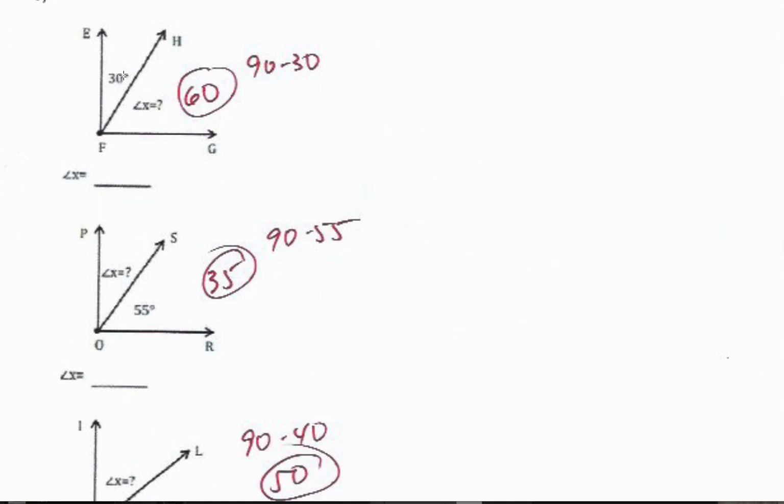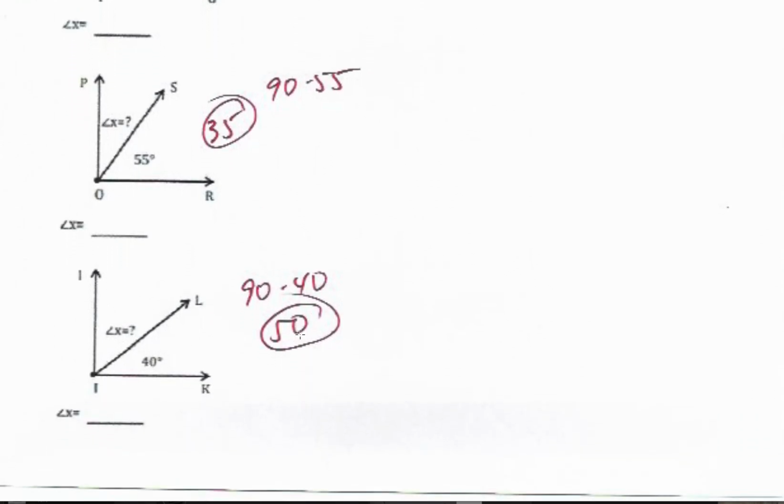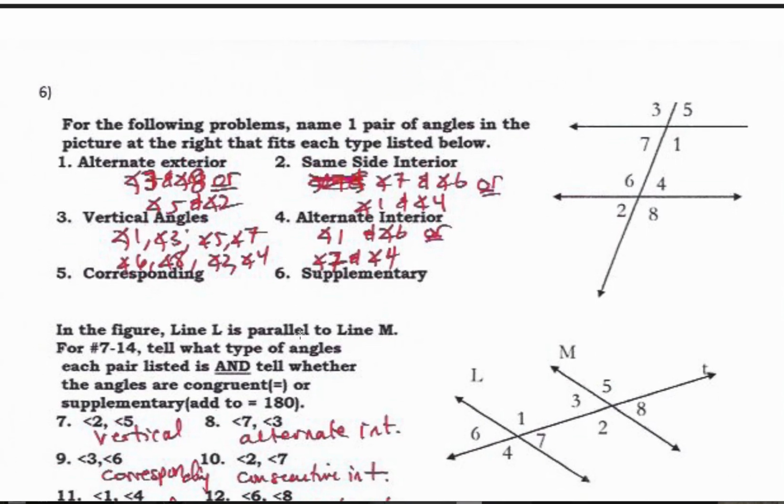If one angle's 30, like if one piece of molding was 30 degrees, how would you have to cut the other one? It would have to be 60 degrees because you're going to get a nice right angle corner in the molding. That's why you have a thing called the miter box. Okay, next up, 90 minus 55 is 35. And the last diagram, 90 minus 40 is 50. So there's a review of complementary and supplementary.